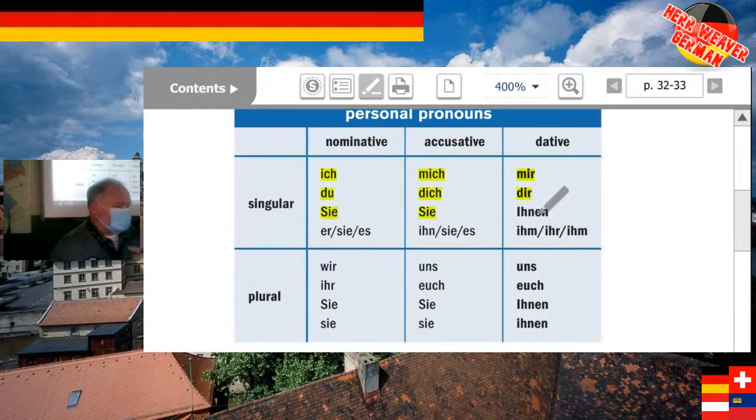What happens here? It's a word you saw in German 1, chapter 1. Wie geht es Ihnen? Yes, and that's the dative case form of the word you.